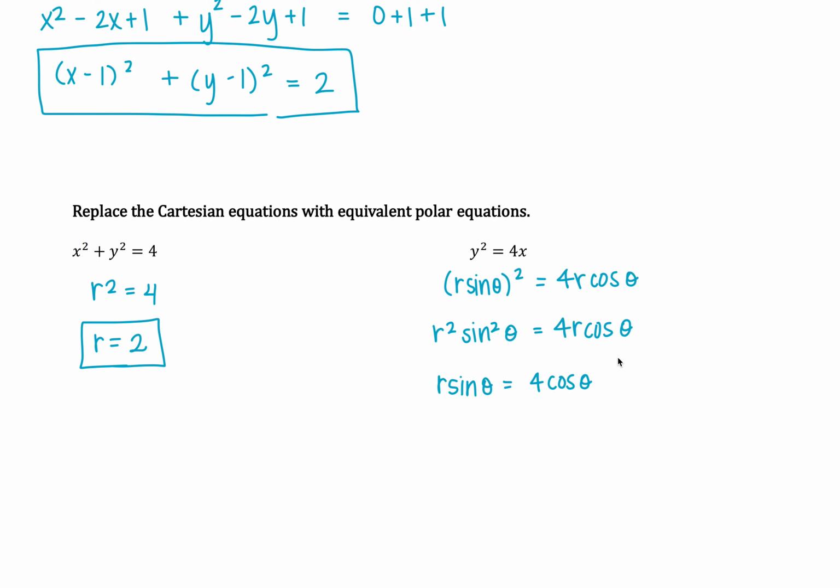And you can stop here if you want to. If you wanted to go one more step, you could divide both sides by sine theta and say that r is equal to 4 cosine over sine, which would be cotangent theta. And that would also be an equivalent equation.